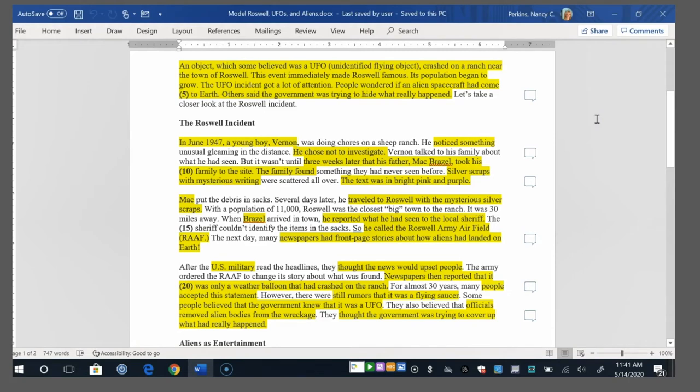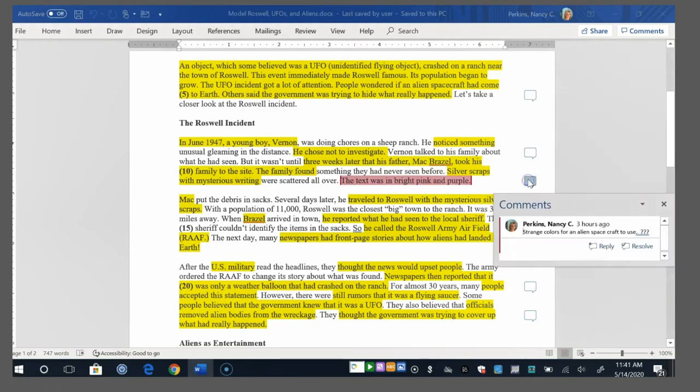Vernon talked to his family about what he had seen, but it wasn't until 3 weeks later that his father, Mac Brazel, took his family to the site. The family found something they had never seen before. Silver scraps with mysterious writing were scattered all over. The text was in bright pink and purple. My comment there was, well, they're very strange colors for an alien spacecraft to use.